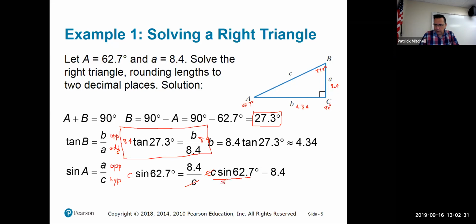So mystery side C is going to end up being 8.4 divided by the sine of 62.7 degrees.